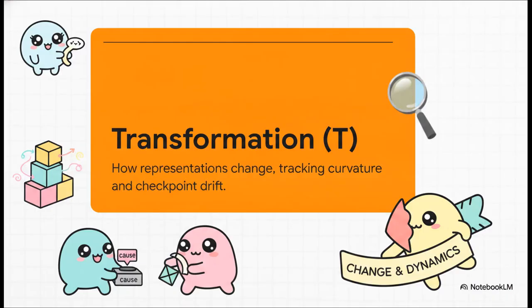Finally, T is transformation. This is all about capturing the dynamic movement of the AI's representations. It tracks trajectory, curvature across layers, monitors how much the features drift across different training checkpoints, and, this is super cool, it measures the sensitivity of the system when subjected to causal interventions or ablations. Meaning, what happens if we intentionally yank out parts of the network? How does the system react? It's the ultimate metric for measuring change.